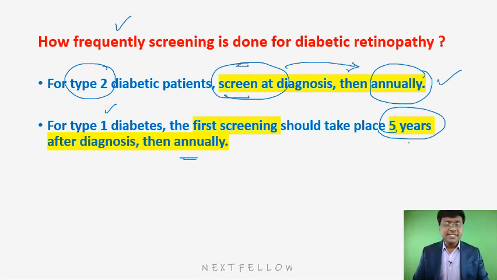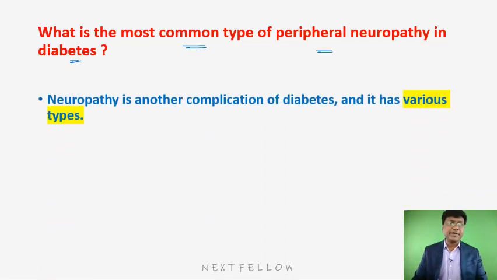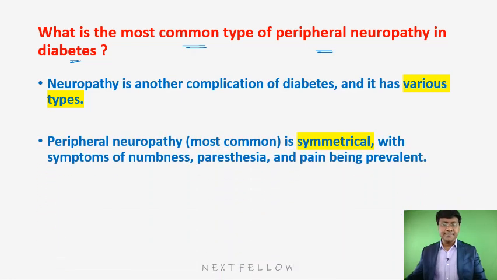So this is how the screening is done for diabetic retinopathy. Next, what is the most common type of peripheral neuropathy in diabetics? The most common type of peripheral neuropathy in diabetics is symmetrical sensory peripheral neuropathy, right? So peripheral neuropathy here is a symmetrical sensory loss at the periphery.